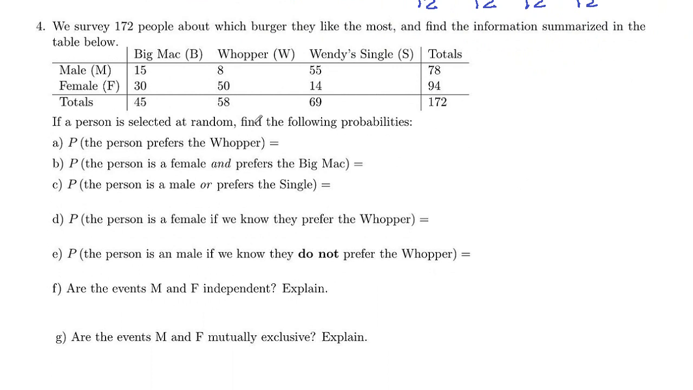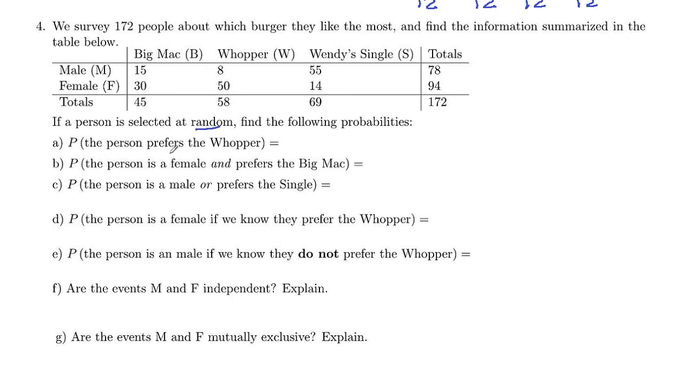Next up, we've got a table with some data here. We had 172 people surveyed. We asked them which burger they liked the best, Big Mac, Whopper, or Wendy's single. We've got our row totals here and our column totals here. So we select a person at random, so that would make it an equally likely sample space.